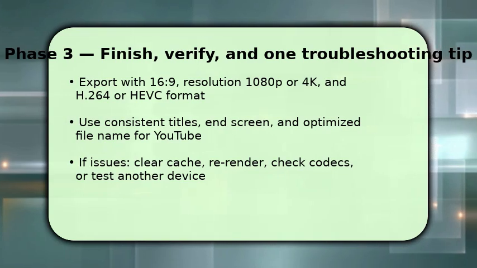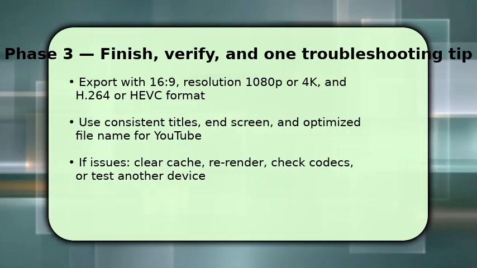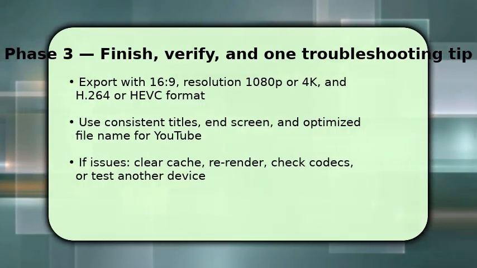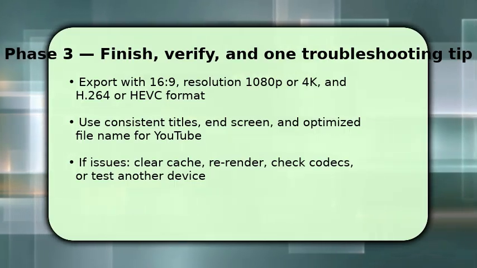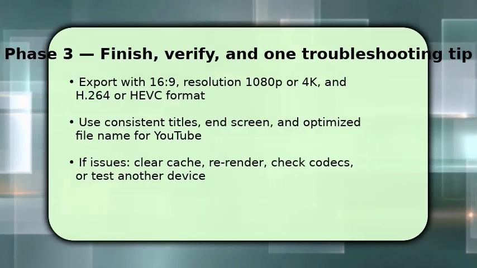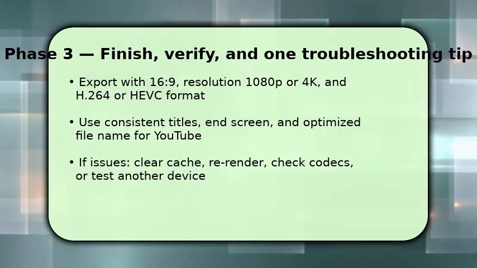Finish by exporting with the right settings: 16:9 aspect ratio, 1080p or 4K resolution, and H.264 or HEVC for a good balance of quality and file size. Once exported, name the file clearly, add metadata, and upload to YouTube. Then place end screens and cards inside YouTube Studio.